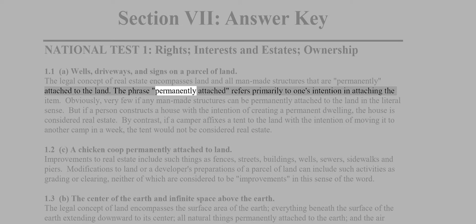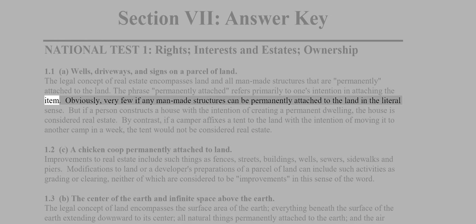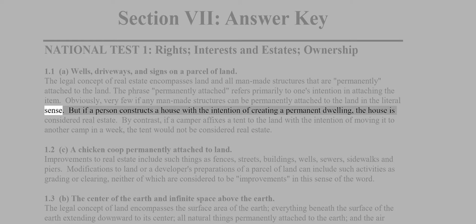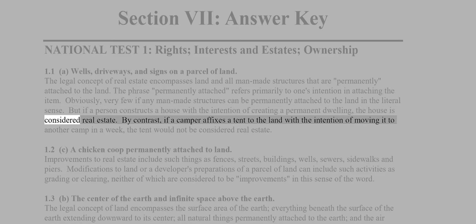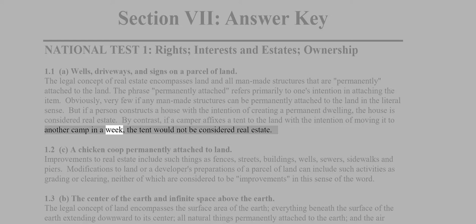The phrase permanently attached refers primarily to one's intention in attaching the item. Obviously, very few if any man-made structures can be permanently attached to the land in the literal sense. But if a person constructs a house with the intention of creating a permanent dwelling, the house is considered real estate. By contrast, if a camper affixes a tent to the land with the intention of moving it to another camp in a week, the tent would not be considered real estate.